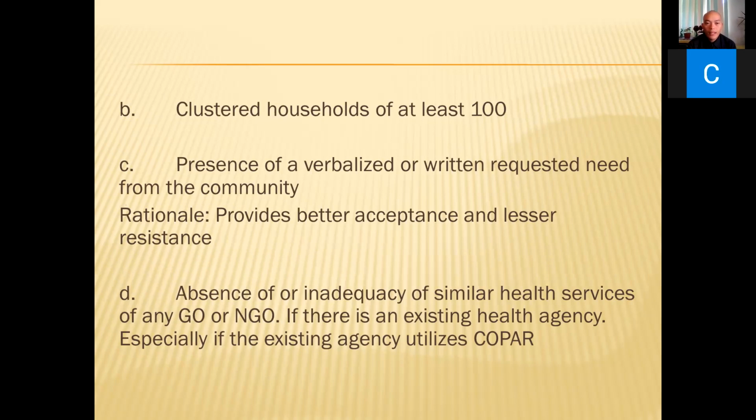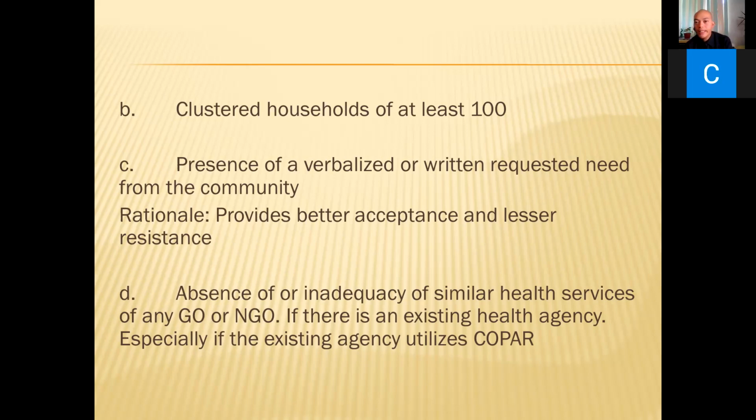Okay. Letter C, presence of verbalized or written request from the community. Do you think your community would write the University of the Cordilleras and request, okay, a need for student nurses to go around your area and spend their community nursing? And are the government organizations and non-government organizations who give health services adequate in your area? Okay. Are there other agencies doing COPAR in your area?